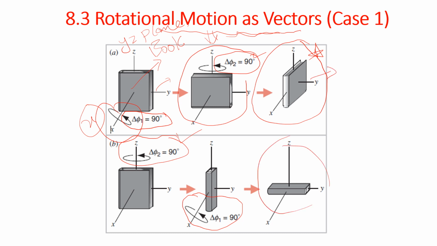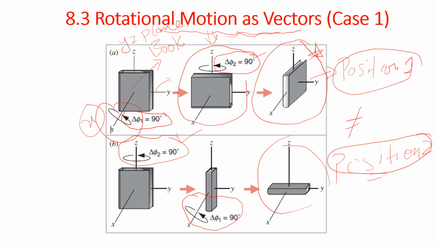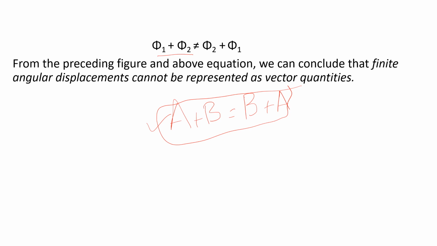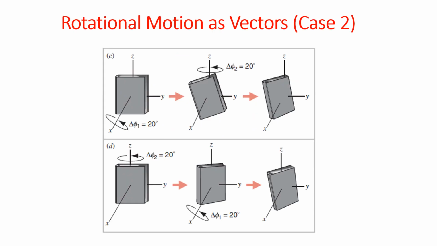Now look, this position, position 1, is not equal to position 2. It means that we can't write rotations in terms of vectors, because we know vectors hold the commutative property. So this is the equation which we get from the figure: phi 1 plus phi 2 is not equal to phi 2 plus phi 1. From the preceding figure and the above equation, we can conclude that finite angular displacement cannot be represented as a vector quantity.